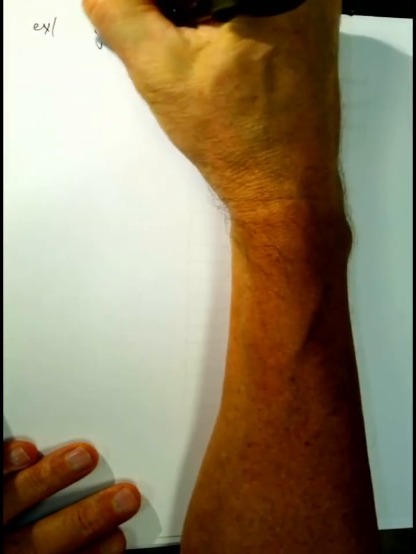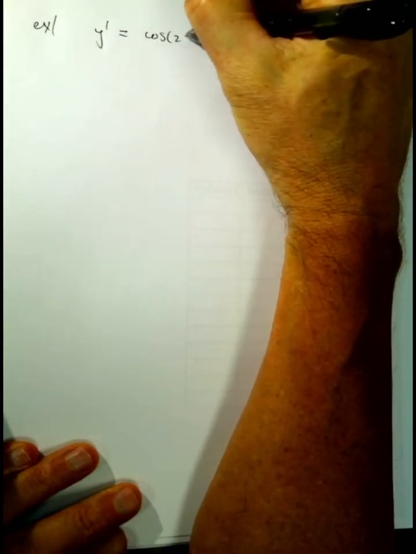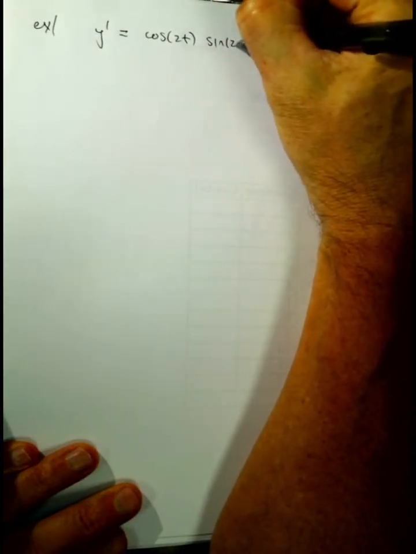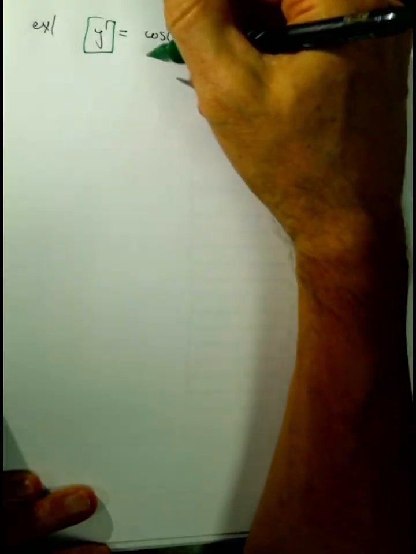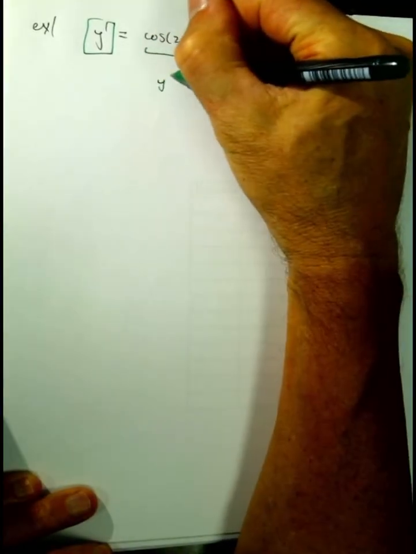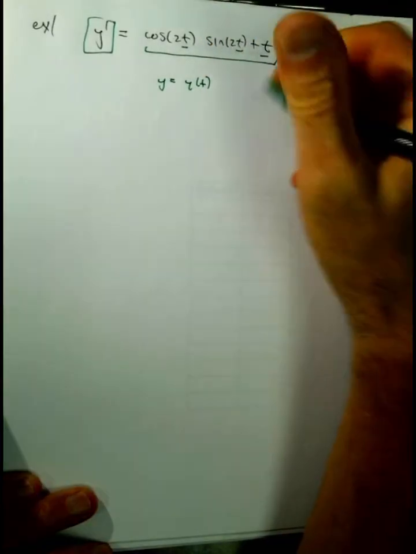Okay, I'm going to look at two different examples based on what we saw yesterday. The first example, I'm going to look at the equation y prime equals cosine 2t times sine of 2t plus t. And the first thing to notice here is that there's a y prime by itself, and y does not appear anywhere else. And notice that on the right-hand side, it's only a function of t. So this implies that y is a function of t.